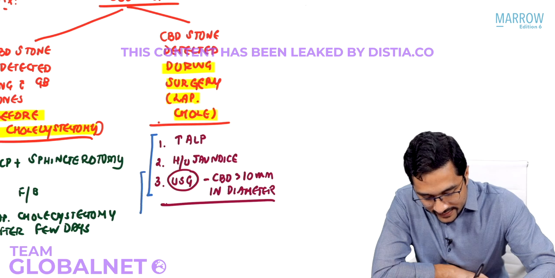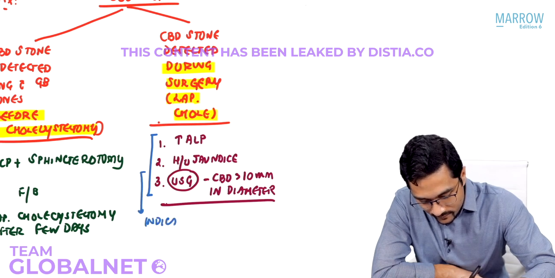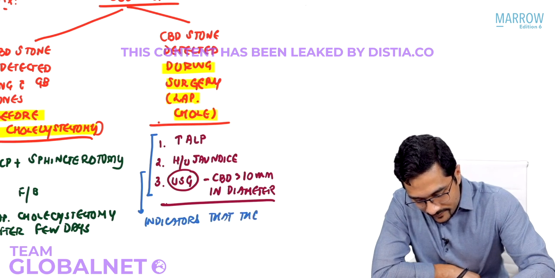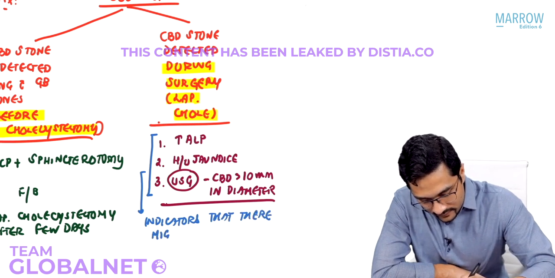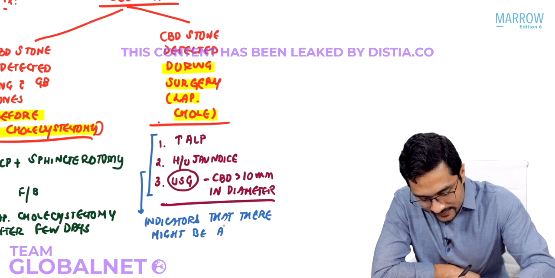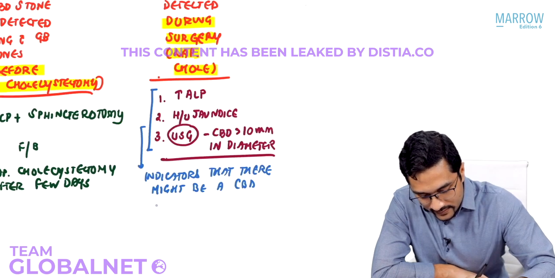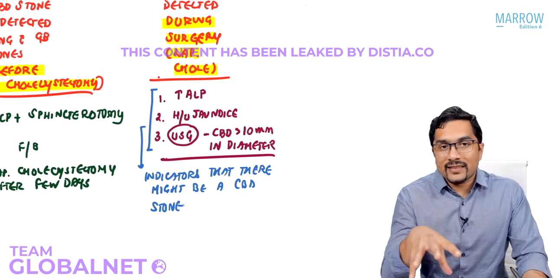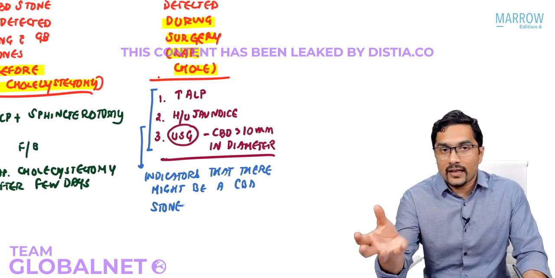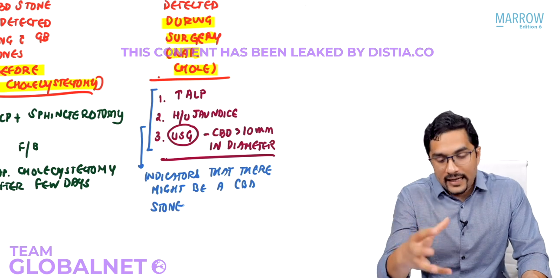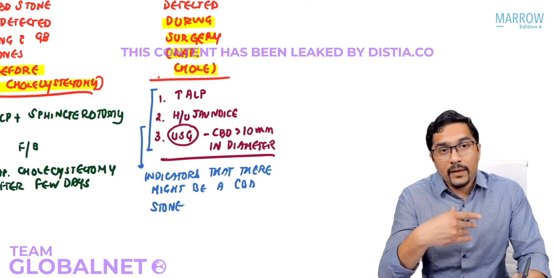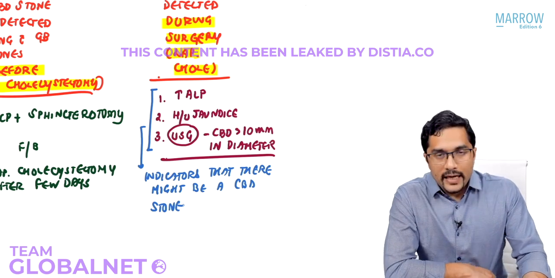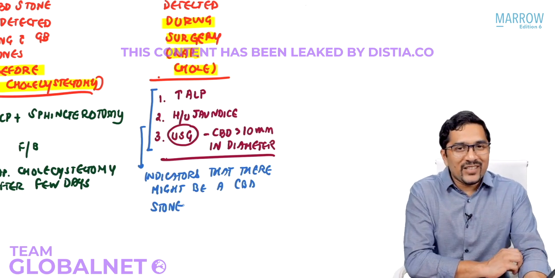These are the three indicators that there might be a CBD stone present in a patient with gallstones. So one should always look at these three things at least before doing a lap cholecystectomy. And if these things are present, the patient should have an MRCP to confirm whether the stone is there or not. Any which way, the stone was missed and detected during surgery.